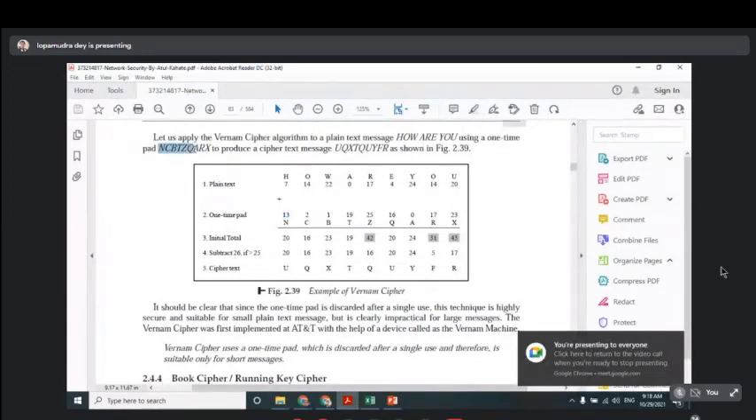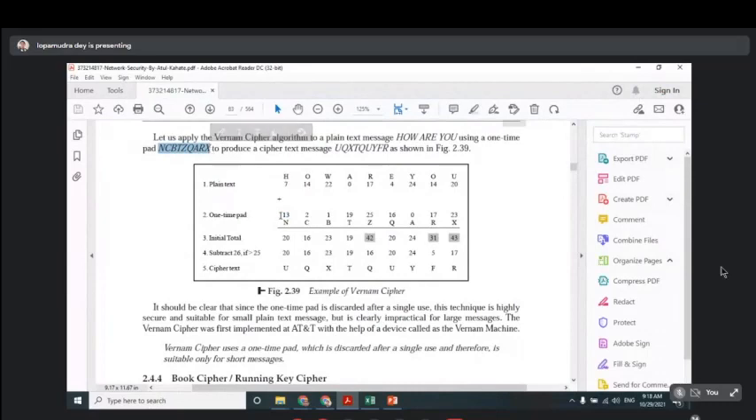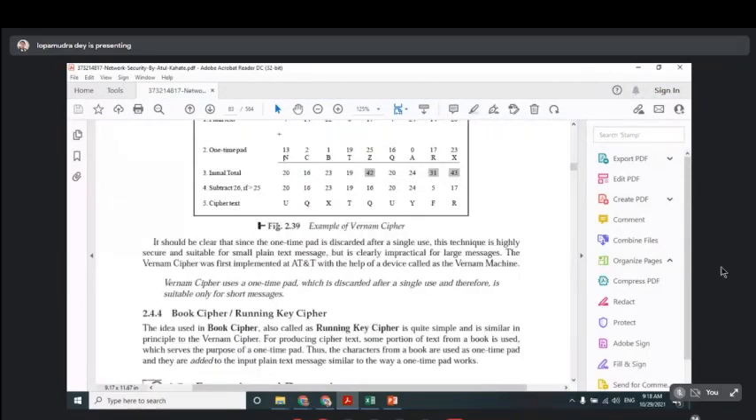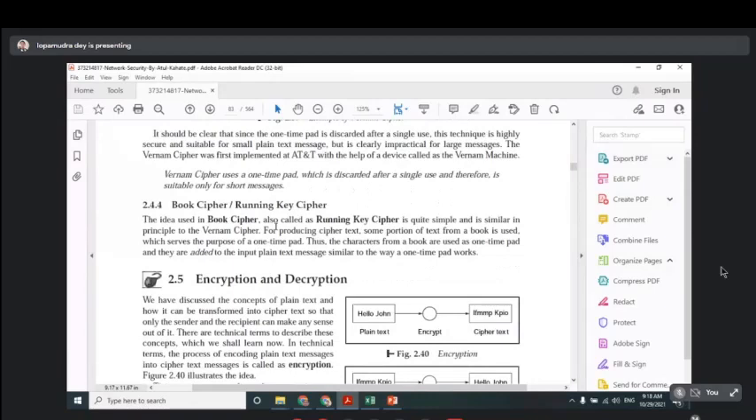Okay, next is the book cipher or running key cipher. This is the last one. The book cipher is quite simple, just like the Vernam cipher. Some portion of a textbook is used to serve the purpose of the one-time pad. The characters from a book are used as a one-time pad and they are added to the input text message, similar to the way of the one-time pad.